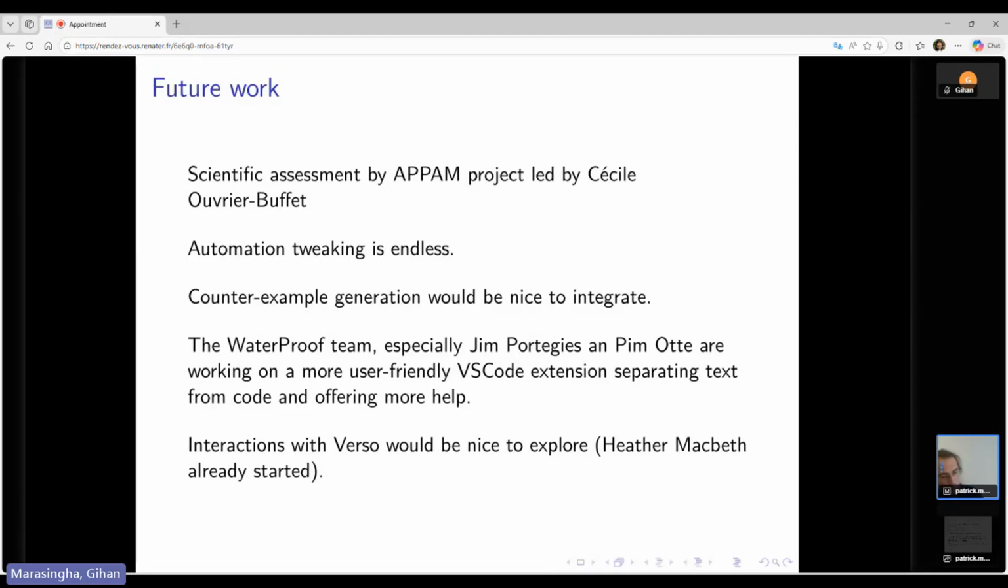Currently, we have an education science grant, called the APAM project, led by Cécile Ouvrier-Buffet, a colleague in mathematics and education science for mathematics. Cécile and her PhD student Clara Cisco came to my lectures several times during the semester. So I'm currently teaching this, and they look at the students, they record stuff, and by the way, I should have put a slide on this, sorry about that.